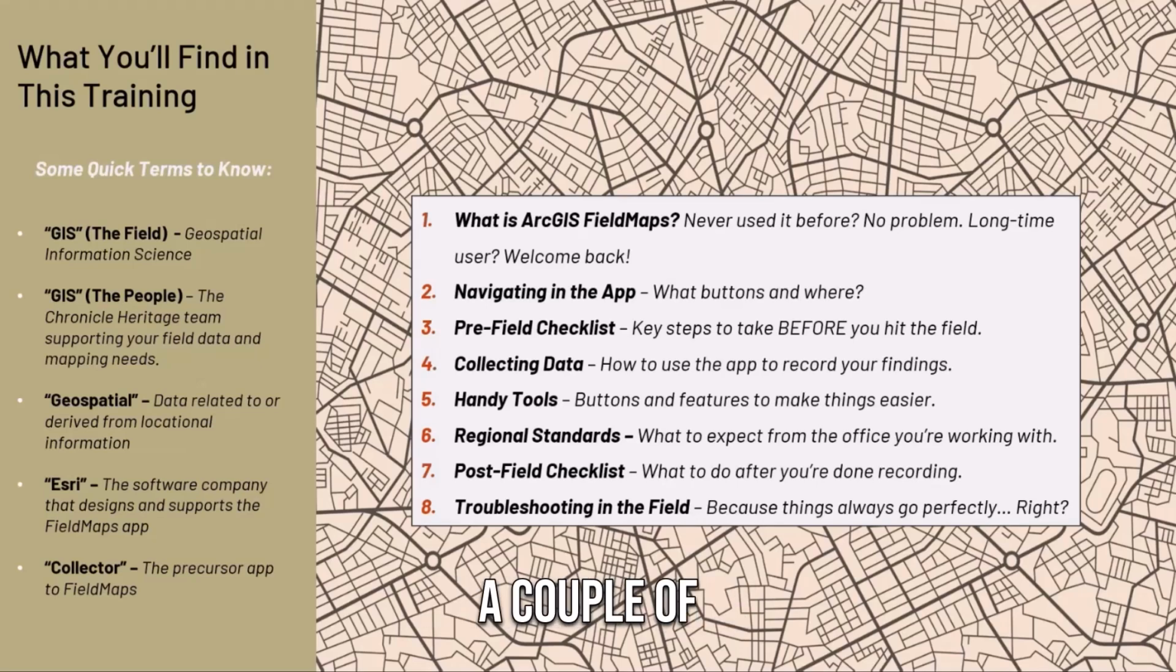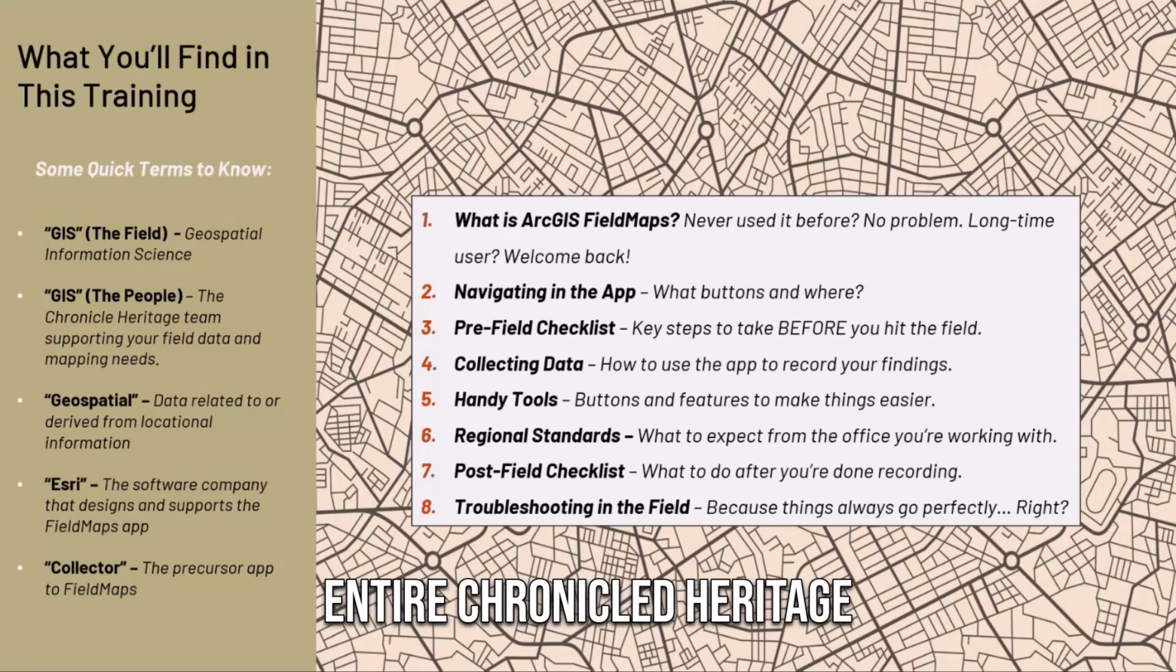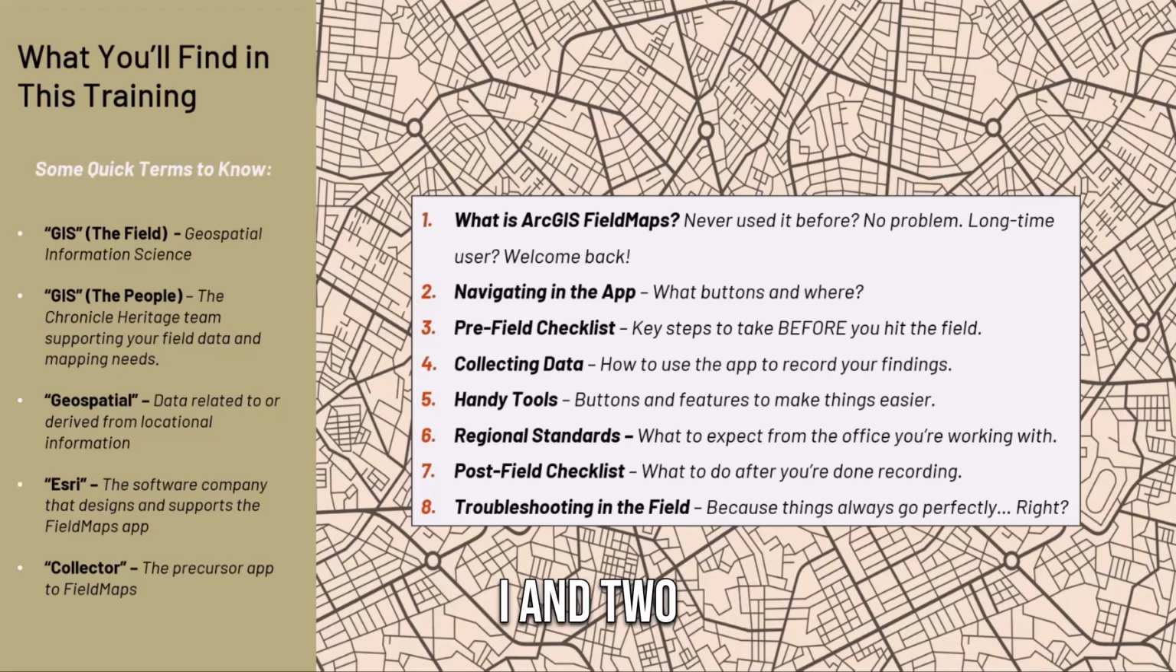Before I get rolling, a couple of quick terms that I want to define at the start. You'll likely hear me say them several times. First off is, of course, GIS. This has two meanings. We have the field or discipline, which is geospatial information science. That's what we do. And then also you have the people. A lot of folk in our company will refer to talking to GIS. That's folk like me. Me and my team are one of several that support the entire Chronicle Heritage Company, everywhere from West Coast, East Coast, and international. I and two other team members are, of course, your Mountain Kingdom team, but there are many others like us all lurking behind our computer screens and supporting your work.